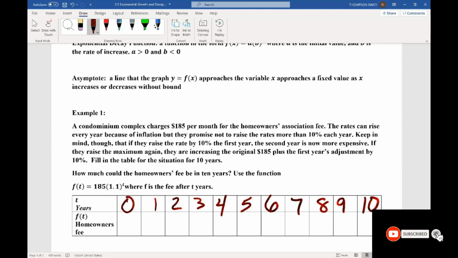So 185 times 1.1 raised to the 0, and we get 185. So this is our initial value. That makes sense. That's this year. So now we're going to plug in 1. After 1 year, we're up to $203.50. Do the same thing, plug in 2. We're up to $223.85.